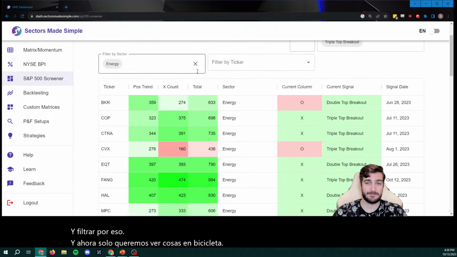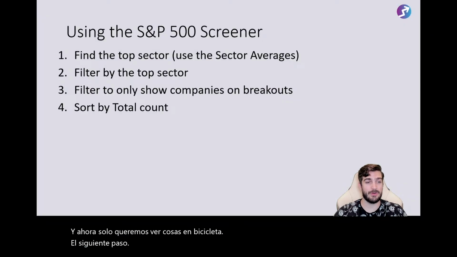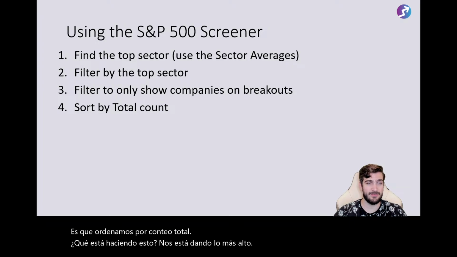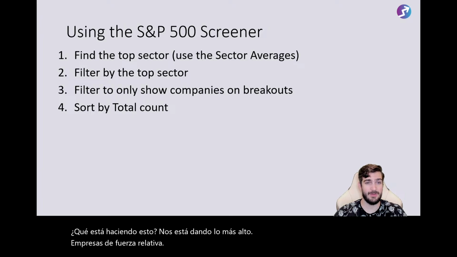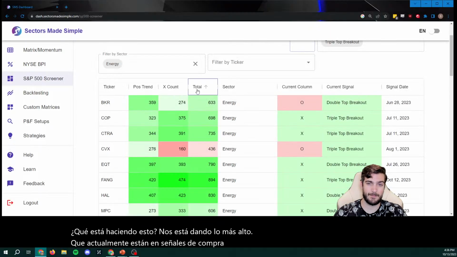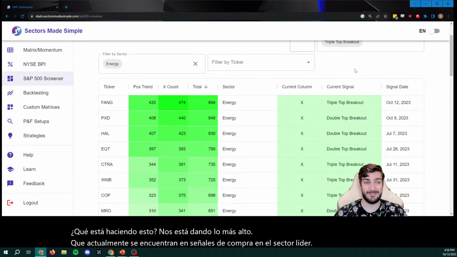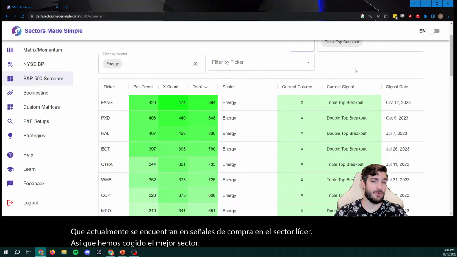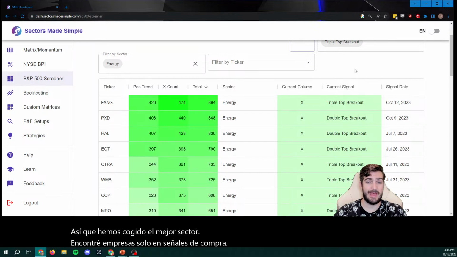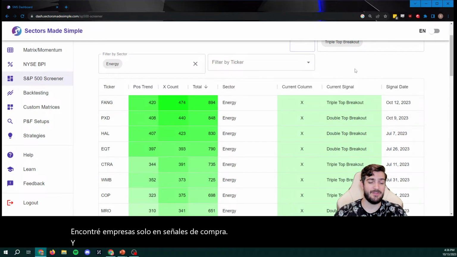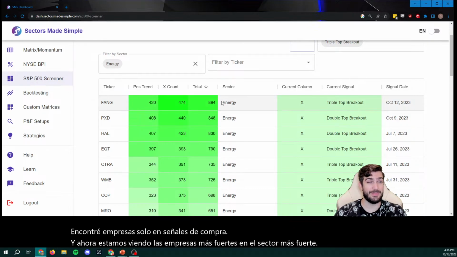The next step is we sort by total count. What this is doing, it is giving us the highest relative strength companies that are currently on buy signals in the leading sector. So we have taken the best sector, found companies only on buy signals, and we are now looking at the strongest companies in the strongest sector. And this is what that list looks like.